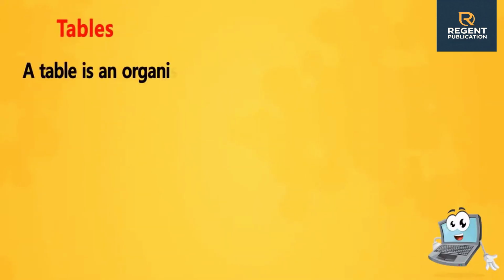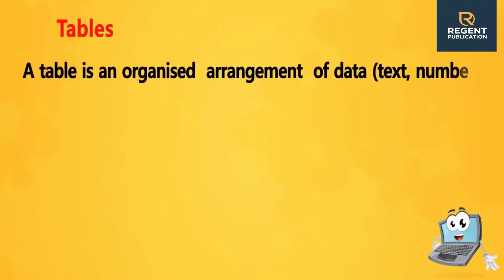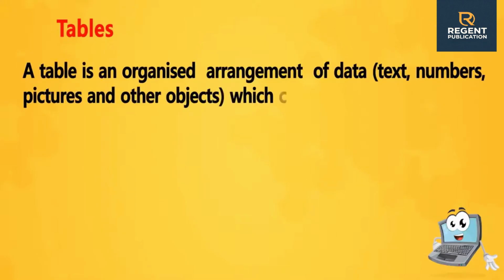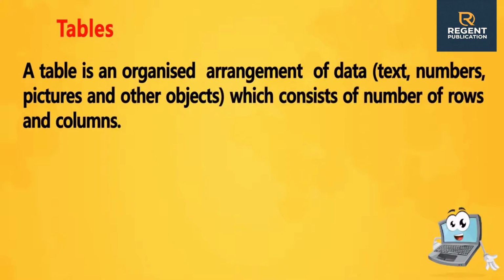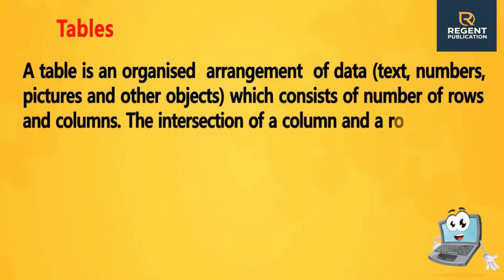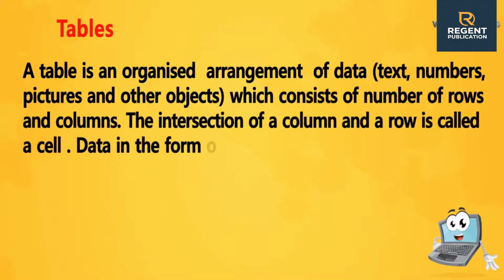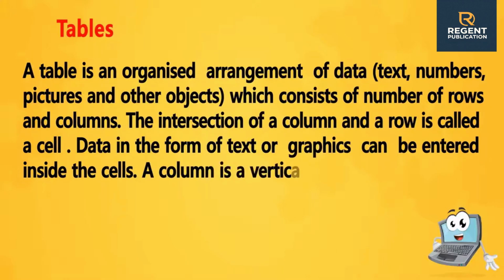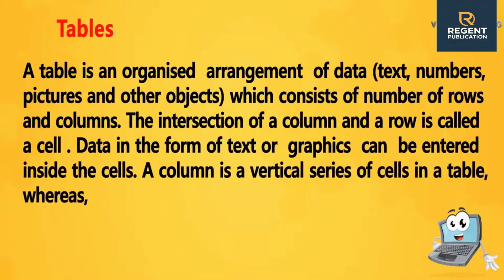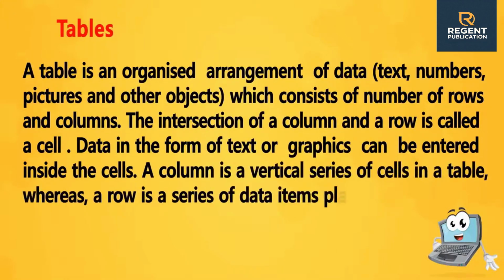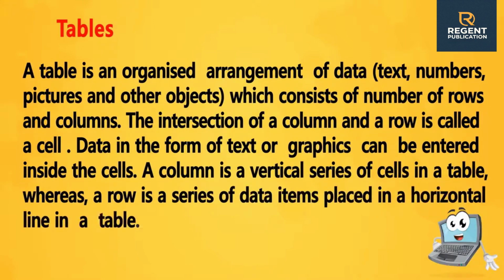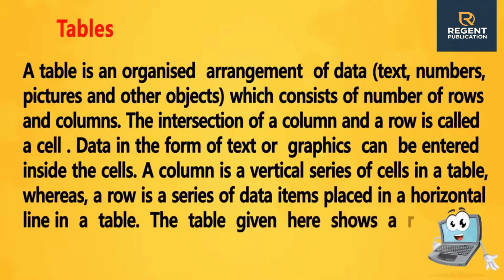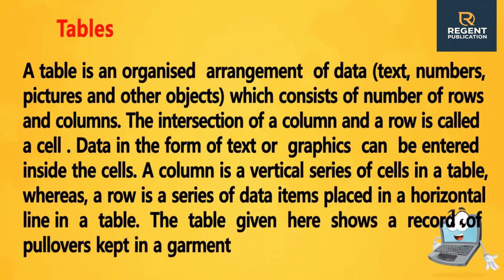Tables. A table is an organized arrangement of data, text, numbers, pictures, and other objects, which consists of a number of rows and columns. The intersection of a column and a row is called a cell. Data in the form of text or graphics can be entered inside the cells. A column is a vertical series of cells in a table, whereas a row is a series of data items placed in a horizontal line in a table.